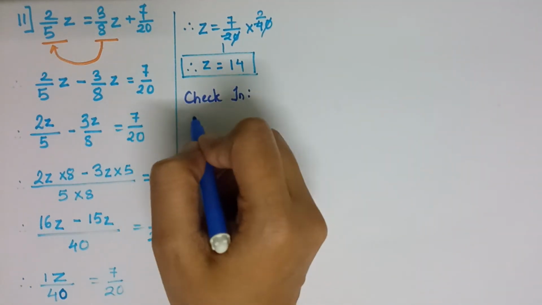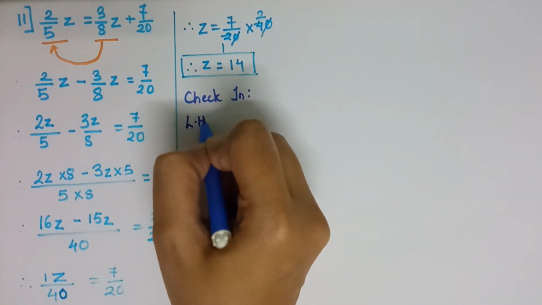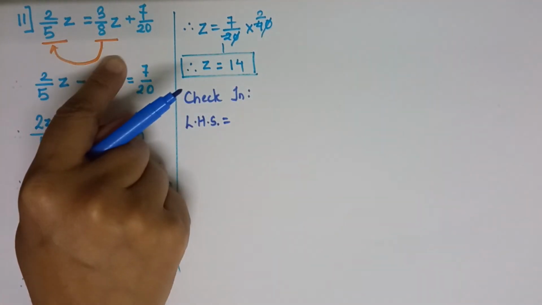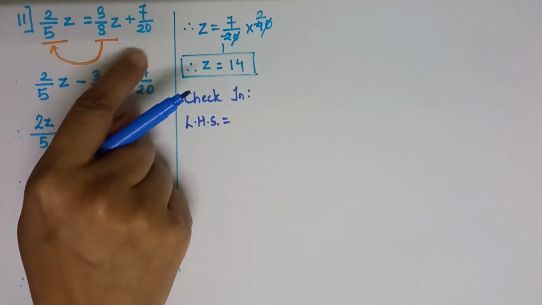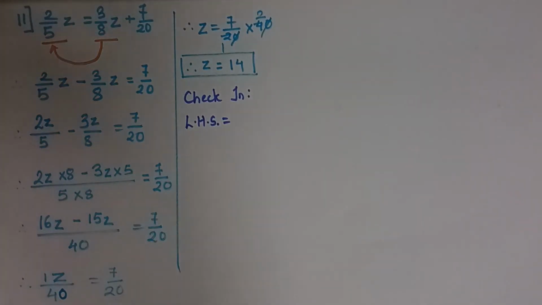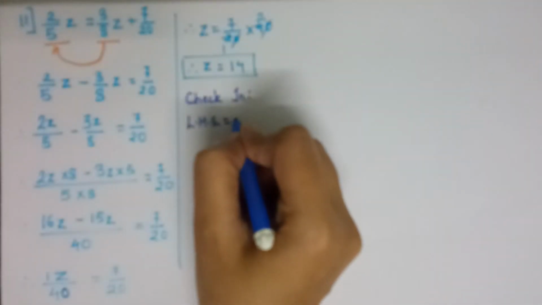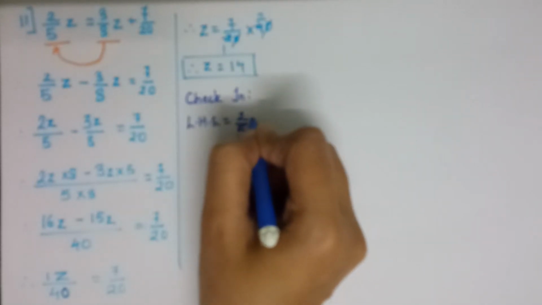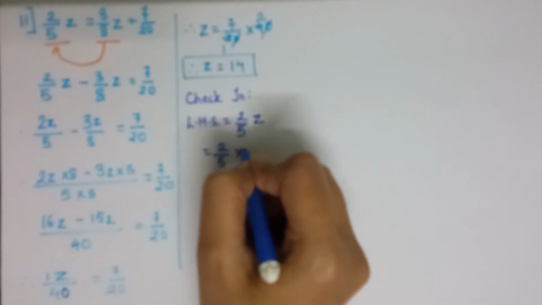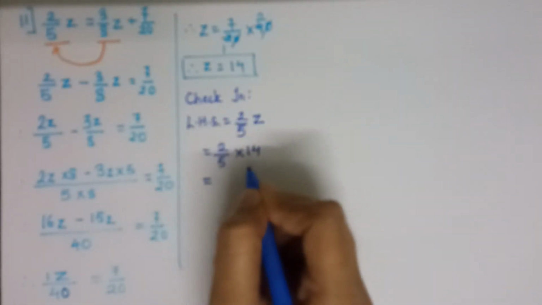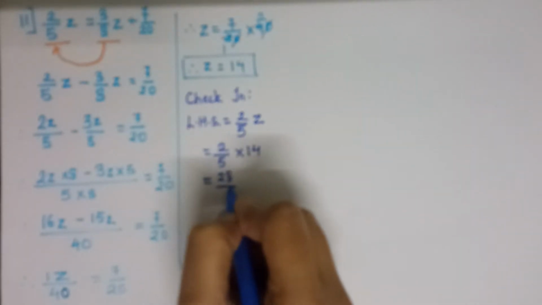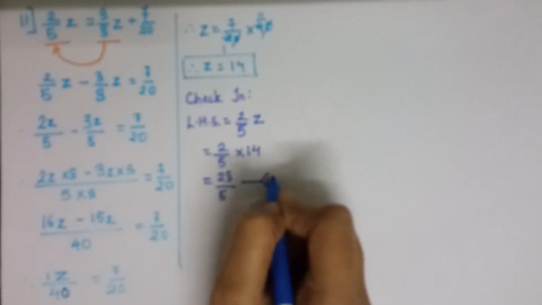So in the check, let us first solve the left hand side, because we need to solve both the sides. You can see here it is 2 by 5z, and on this side it is 3 by 8z plus 7 by 20. Let us first solve the left hand side, that is 2 upon 5 multiplied by the value of z, that is 14. So we'll be doing a direct multiplication. 14 2s are 28 upon 5, and we can mention it as equation 1.